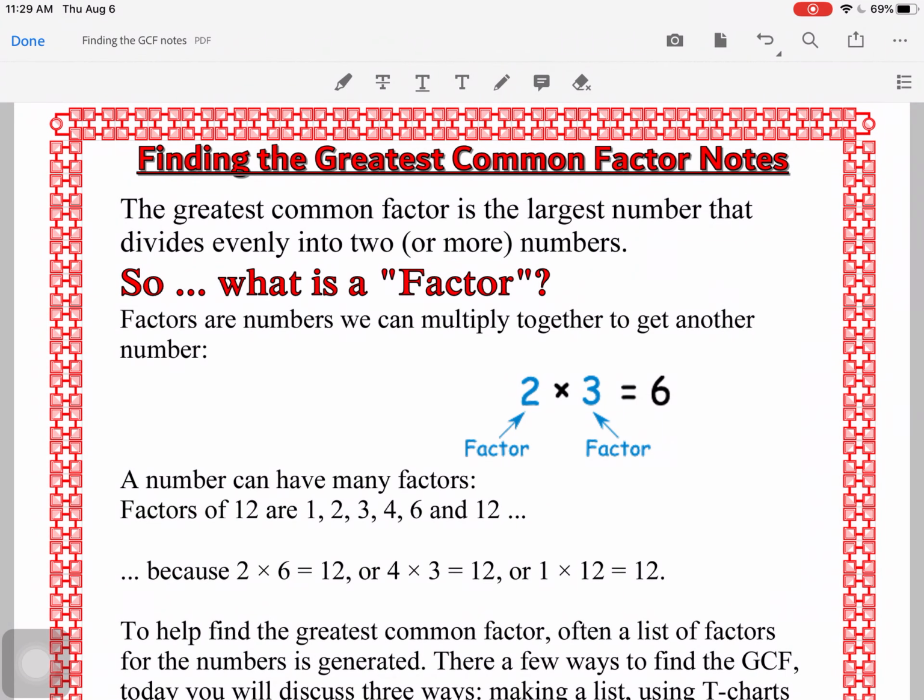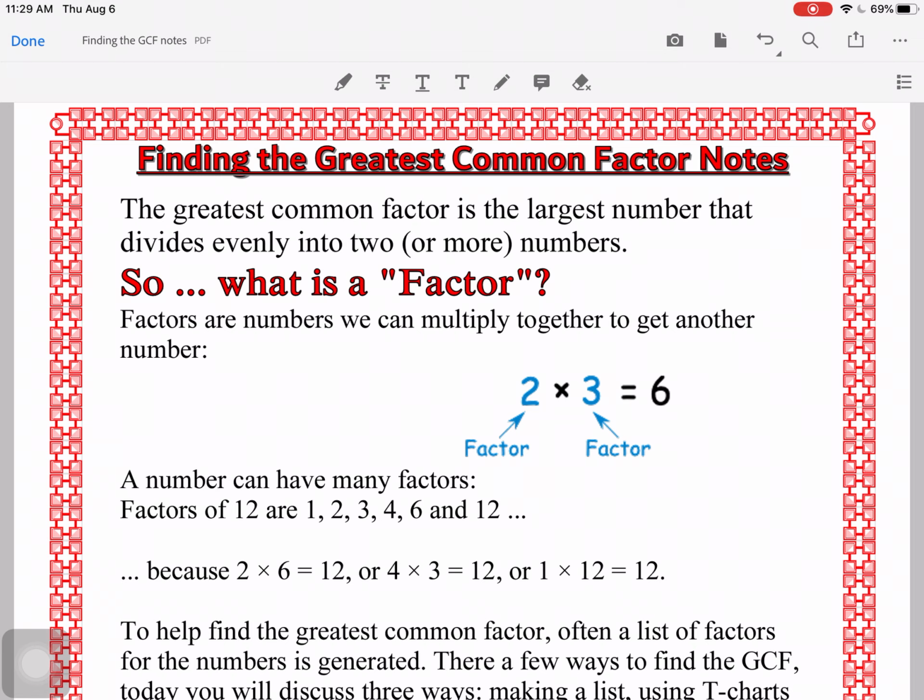Today's notes are on finding the greatest common factor. The greatest common factor is the largest number that divides evenly into two or more numbers. So, what is a factor? Factors are numbers we can multiply together to get another number.